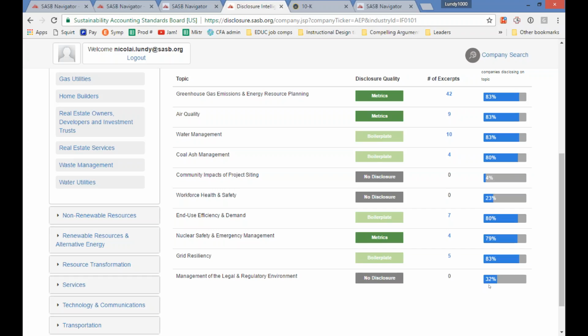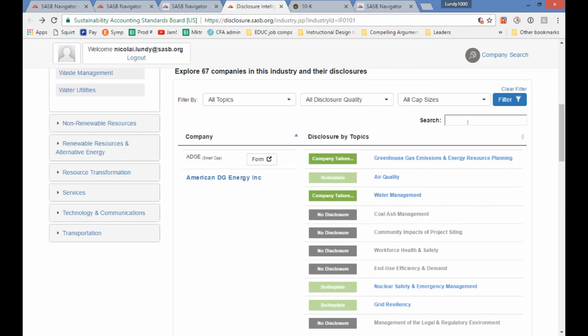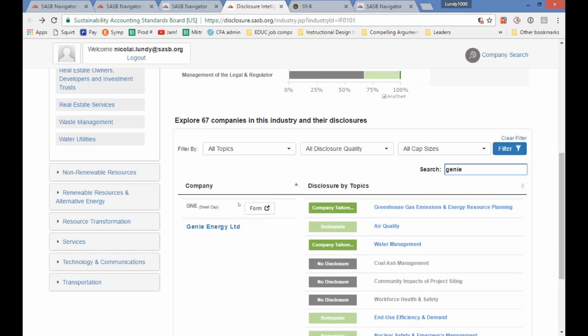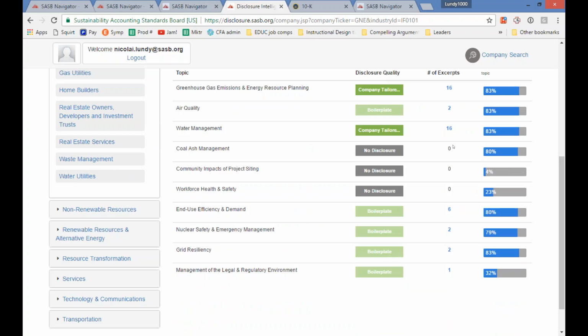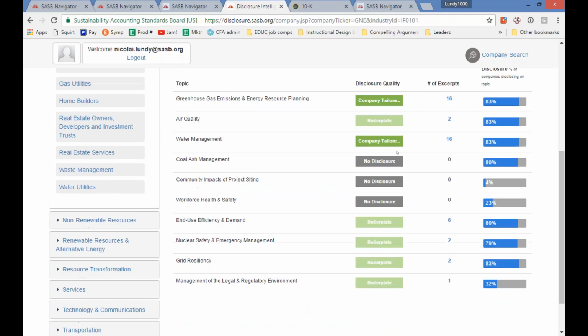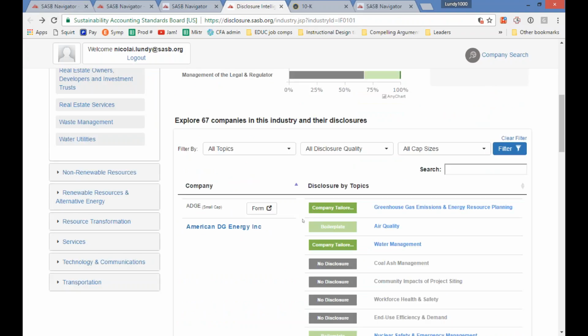But sometimes you see even more dramatic examples, and that can be really useful, whether you're a company or an investor trying to understand to what extent a particular company is an outlier. So I'm going to pull up this example where there's no disclosure on coal ash management, but there's actually 80% in the industry that is disclosing. And so company by company, you can start to get a picture of how they are at least disclosing and making information available to the capital markets on how they're managing these material risks and opportunities.